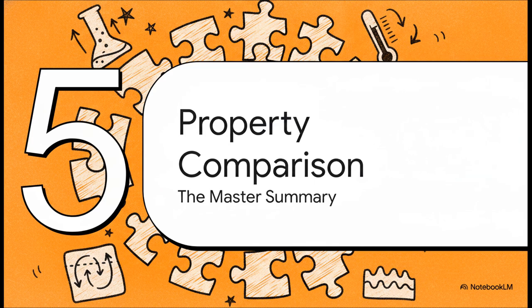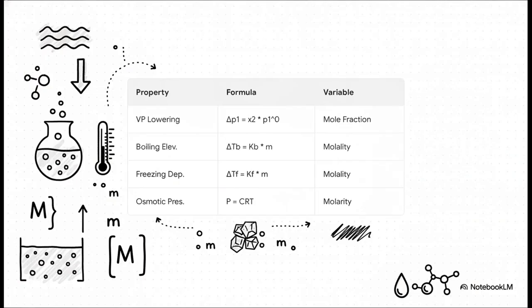Section 5. Comparing all four properties, the master summary. We have covered all four mechanisms. Now, let's bring all the pieces of the puzzle together. Here it is, your master summary table. This direct comparison is exactly how you decode Class 12 chemistry problems.